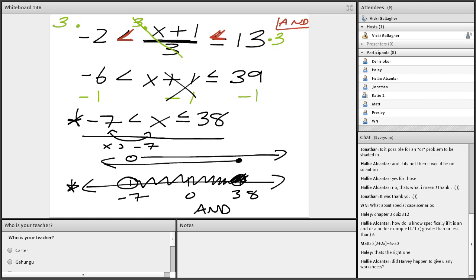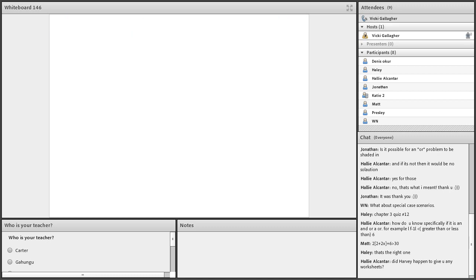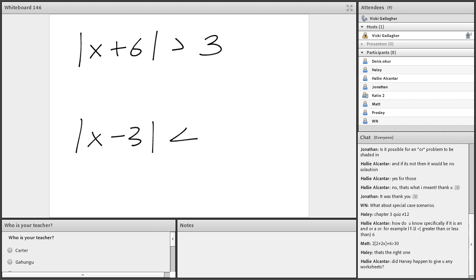All right, and then we had a question about absolute values and how do you know if it's an and or an or. So what I do, I talk funny, and that tells me if it's an and or an or. Now this is only true for absolute values. This is not true if there's no absolute value symbols. So it's got to have absolute value symbols.